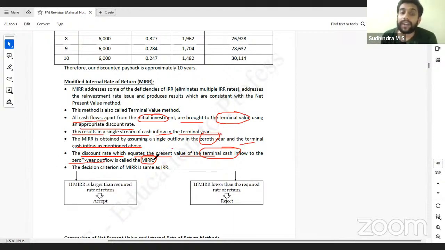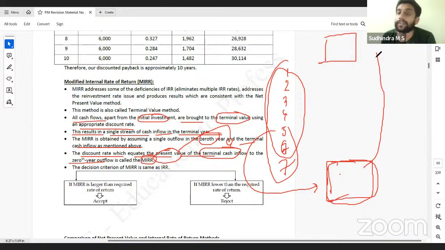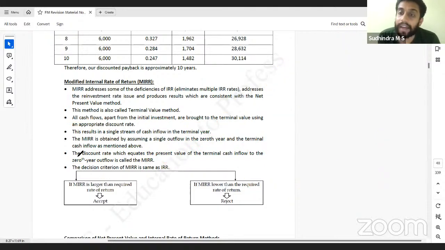Then they calculate the present value of the terminal cash inflow. So for year 1, 2, 3, 4, 5, 6, 7, all cash inflows, they calculate the terminal value, the future value. Now you get one cash inflow and one cash outflow. Instead of calculating the present value of multiple inflows, calculate the present value of the one cash inflow, then find the rate at which it equates to the outflow. That's the rate of MIRR. If MIRR is larger than the required rate of return, accept; if lower than the required rate of return, reject.